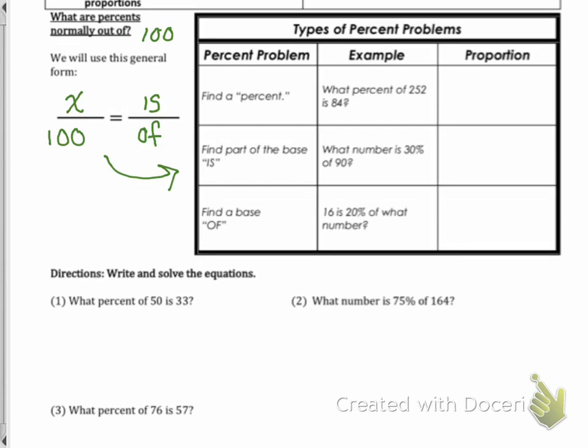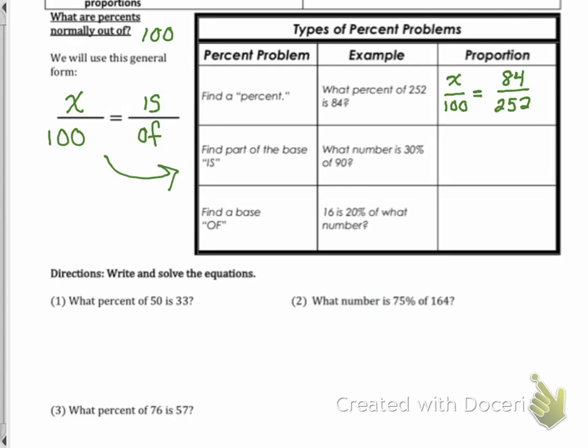So when we're finding a percent, that's where we're always looking for the unknown over the 100. If I don't know my percent, what over 100? So what percent of 252, so it says of 252, that's going to go down here, is 84. So that would go up here. So I'm not going to actually solve this, but I'm just showing you how I would set it up. So that's what it would look like if I'm solving for a percent.